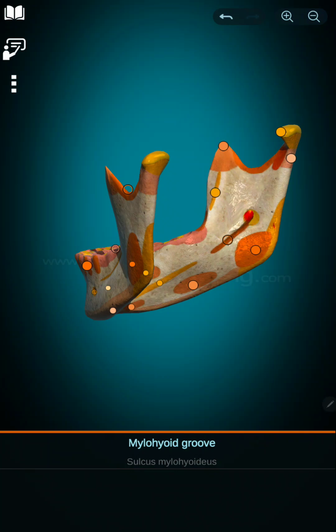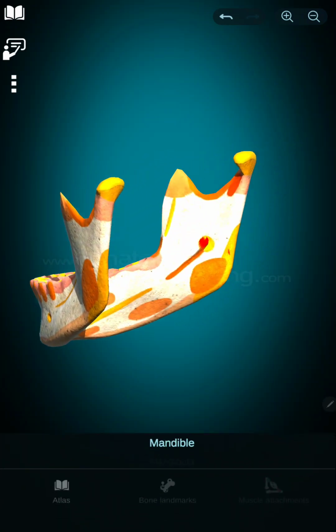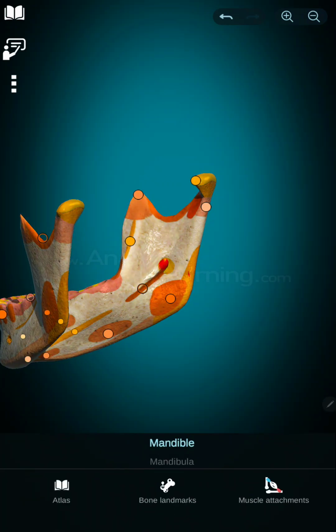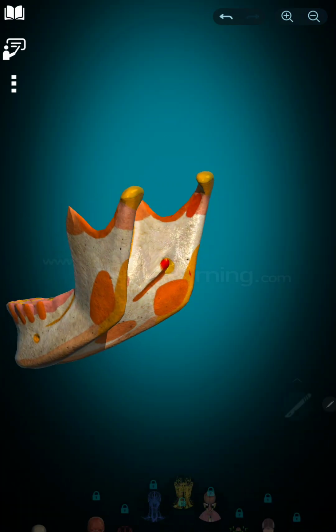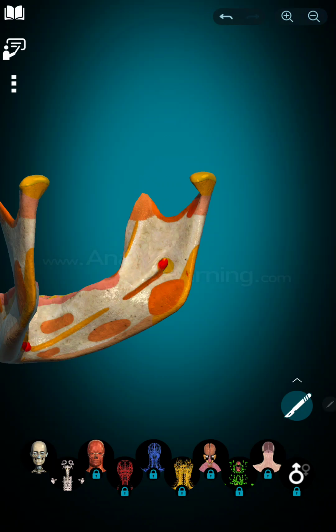This is the mylohyoid groove. It begins just below the mandibular foramen. Clear? Mylohyoid groove. It runs downwards and forwards to be gradually lost over the submandibular fossa. This is the submandibular fossa. Now this is all about the medial surface.